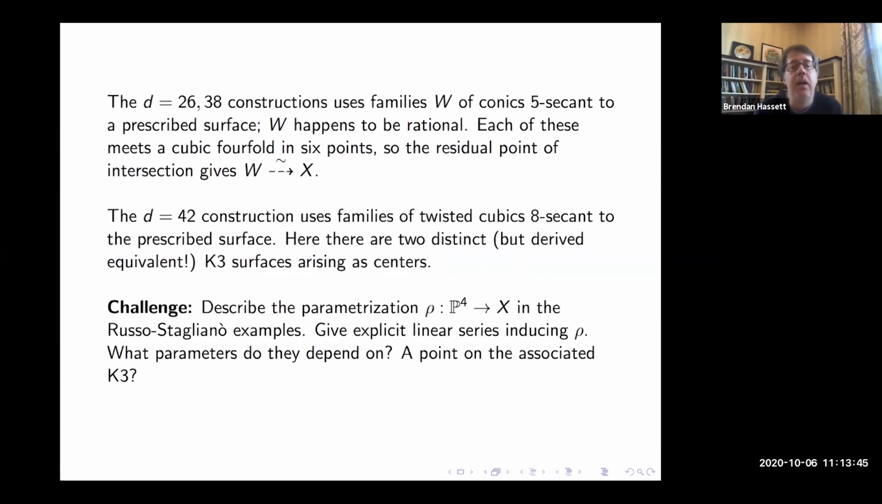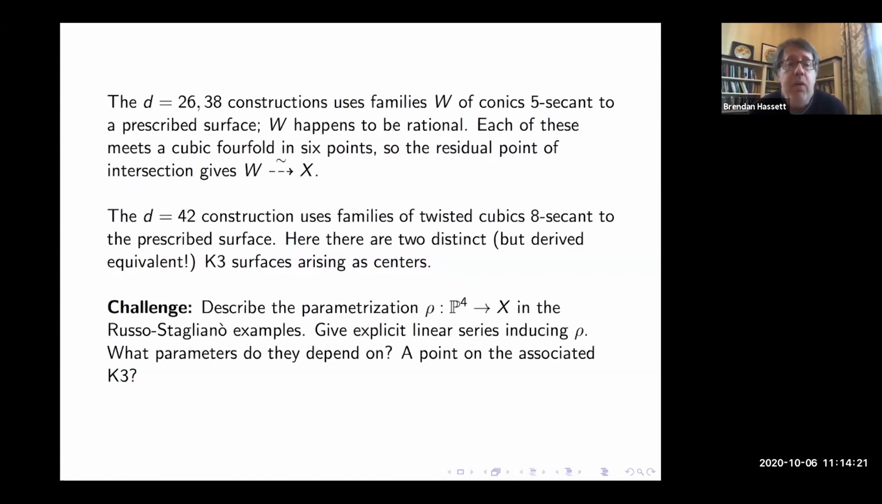And so this is the underlying insight in the other cases, but the residuation constructions are much more complex. So they look at conic curves that are 5-secant to the prescribed surface that I indicated in the previous slide. The parameter space for these happens to be rational, and using the residual intersection, you take the conic and intersect it with the cubic fourfold. You have 6 points. You throw out the 5 points you start off with. You get a birational map between this rational parameter space and X.